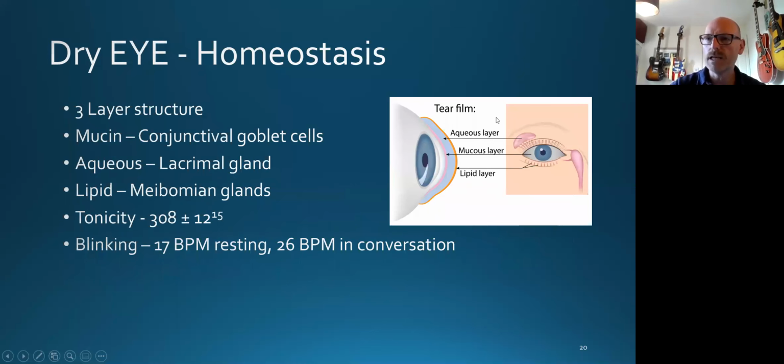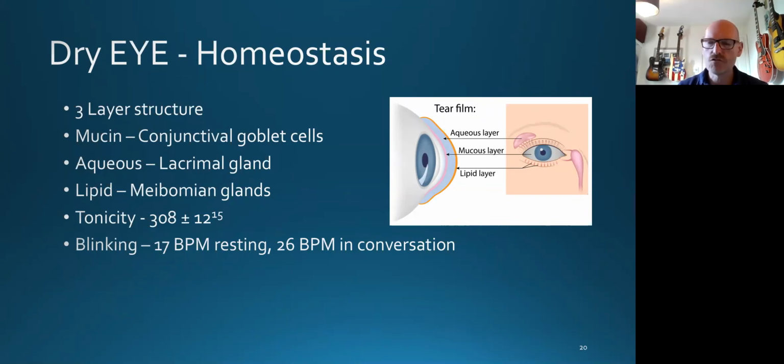So I thought if we're thinking that breakdown of homeostasis really is a key factor when it comes to dry eye itself, let's take a look at homeostasis. What does that actually look like? What does good look like? So we're going to work with a simple 3-layer structure to the tears here. We have our mucin layer that's coming from the conjunctival goblet cells. We've got our aqueous layer. We've got lipid coming from the lids, from the meibomian glands.